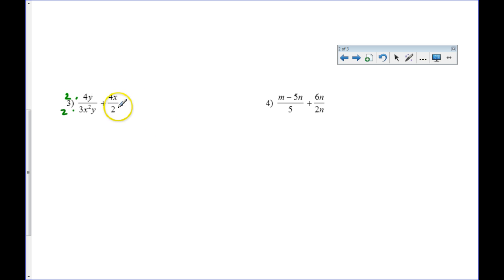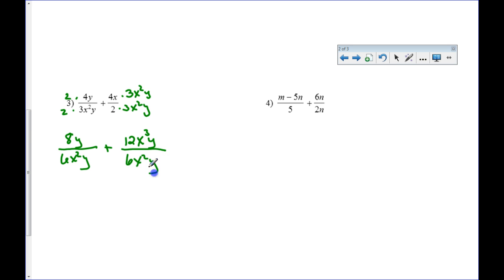Okay, and what is this one missing that this one has? 3x squared y. Okay, so now we have 8y over 6x squared y. Now, if you're looking at this one, the first thing I want to do is make sure I multiply my coefficients. So it's 4 times 3, 12. X times x squared, x to the third, and then just a y. And the bottom is 6x squared y.